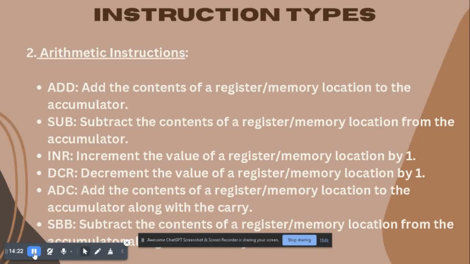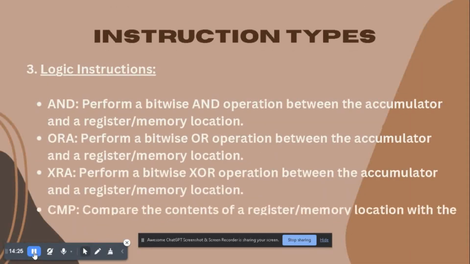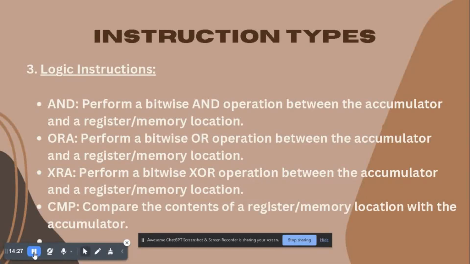Then we have the third type of instruction, which is logic instructions. Logic instructions are the instructions which are used to perform AND, OR, and compare operations. Firstly, we have the AND command. The AND command is used to perform a bitwise AND operation between the accumulator and a register or memory location. When both numbers have the value of 1, then only it generates a result of 1. Otherwise, it generates a zero result.